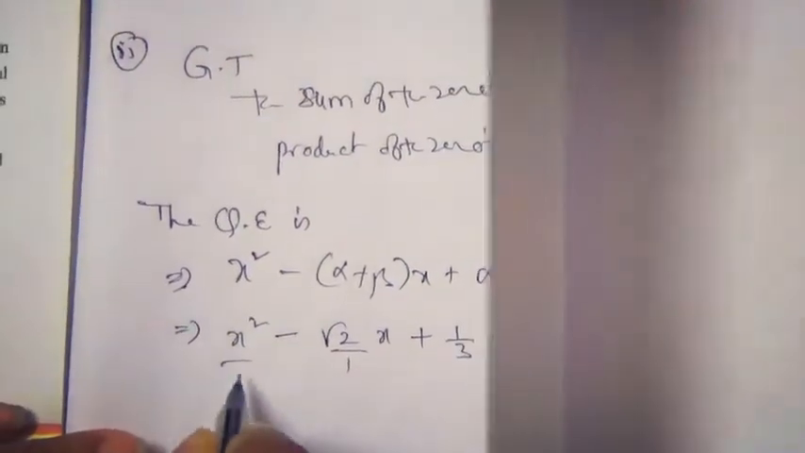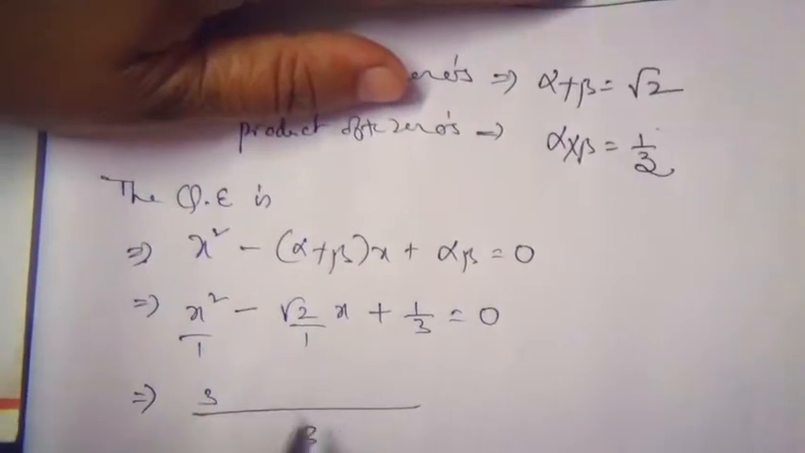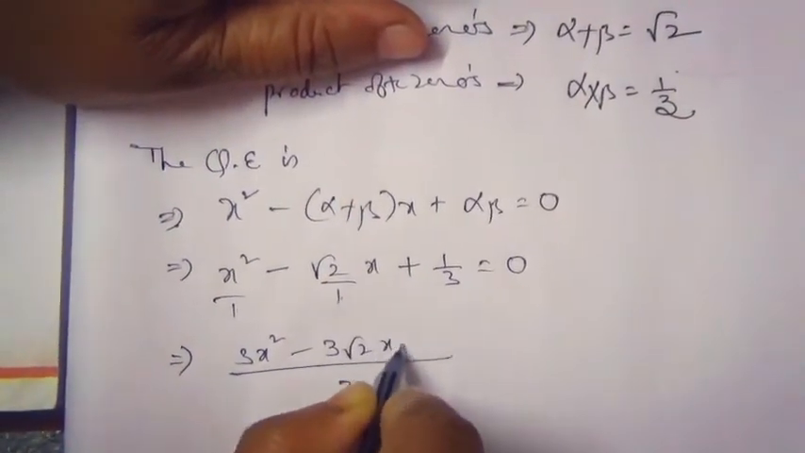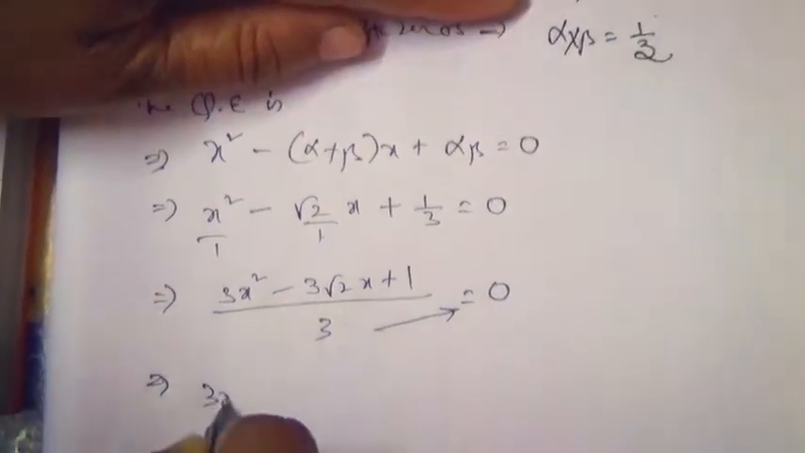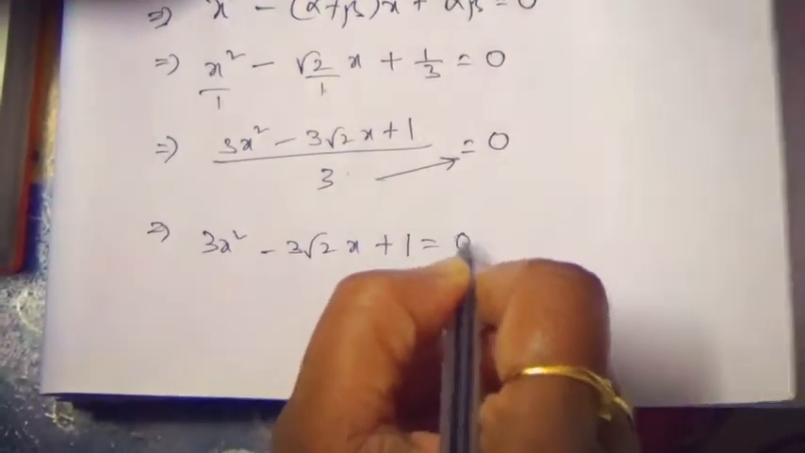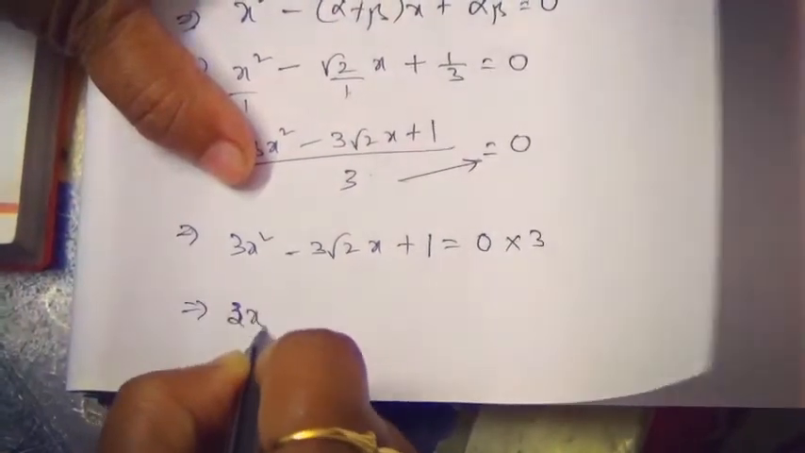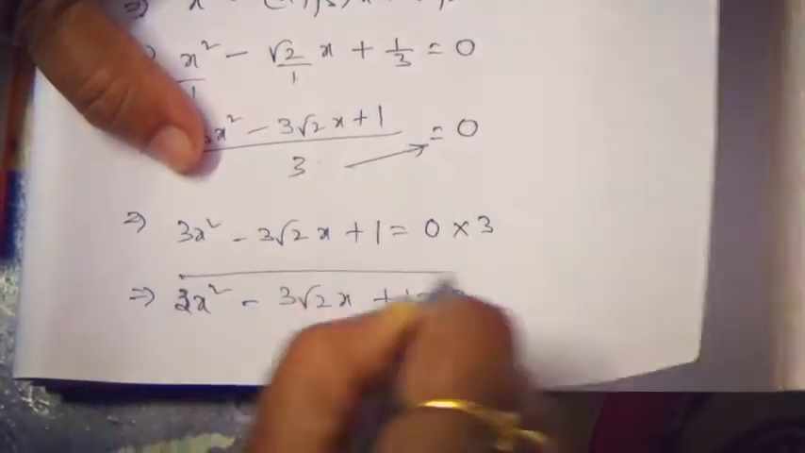I just take 1, do LCM. 3x square minus 3 root 2x plus 1 is equal to 0. That implies 3x square minus 3 root 2x plus 1 is equal to 0. It is the final quadratic polynomial.